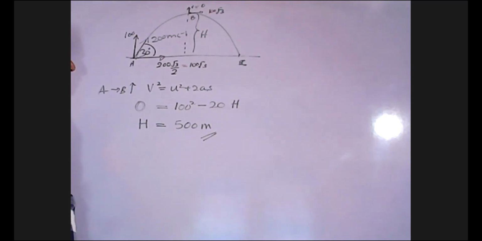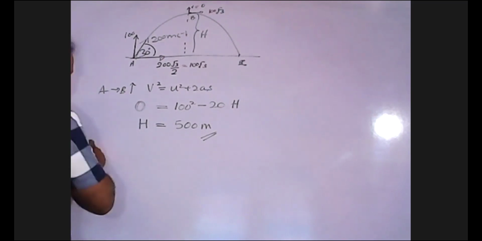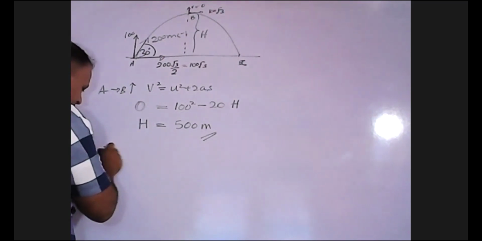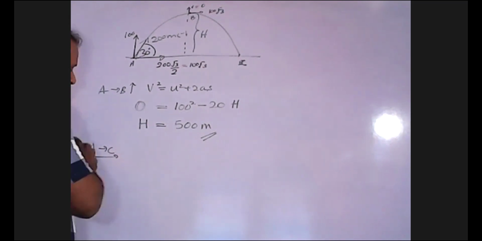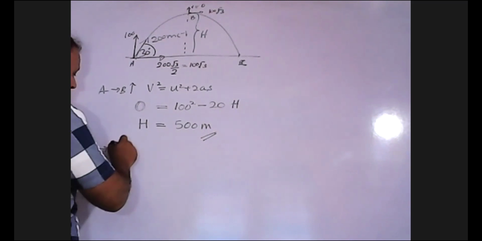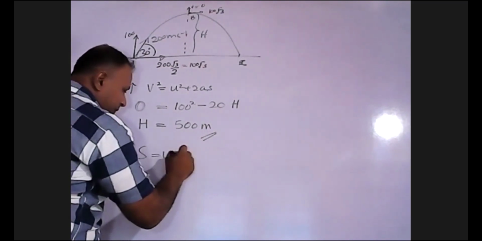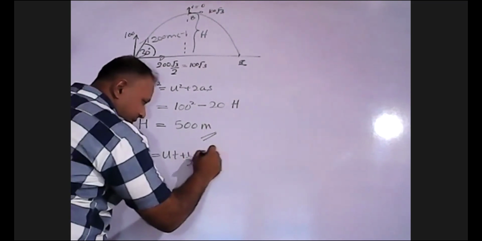Then the range. If you want to find the range, you have to find the time first. Therefore, A to C in vertical direction is S equals ut plus half at squared.